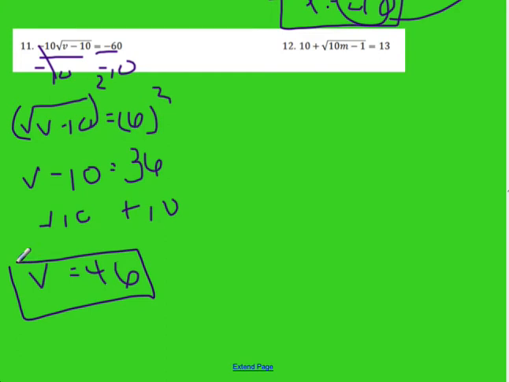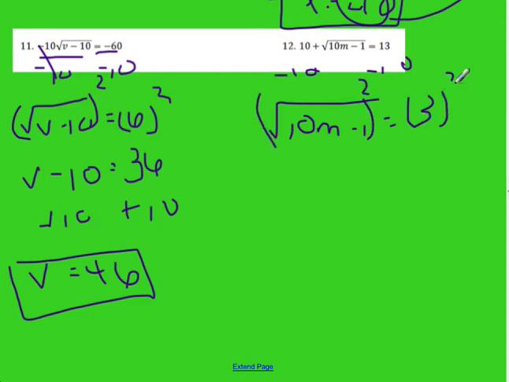Now, for number 12, the first thing I want to do is get that 10 over to the other side. So I'm going to subtract 10 from both sides. Then I get the square root of 10m minus 1 is equal to 3. So then I need to square both sides to undo the radical. So then we have 10m minus 1 is equal to 9.